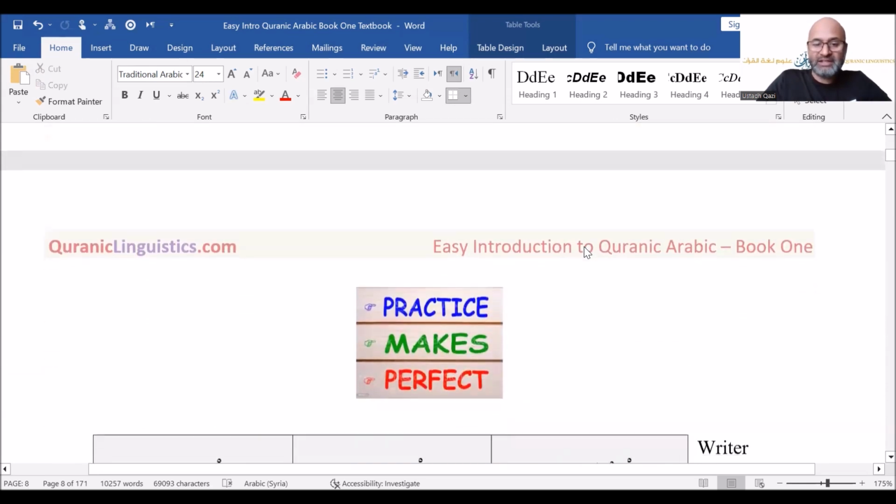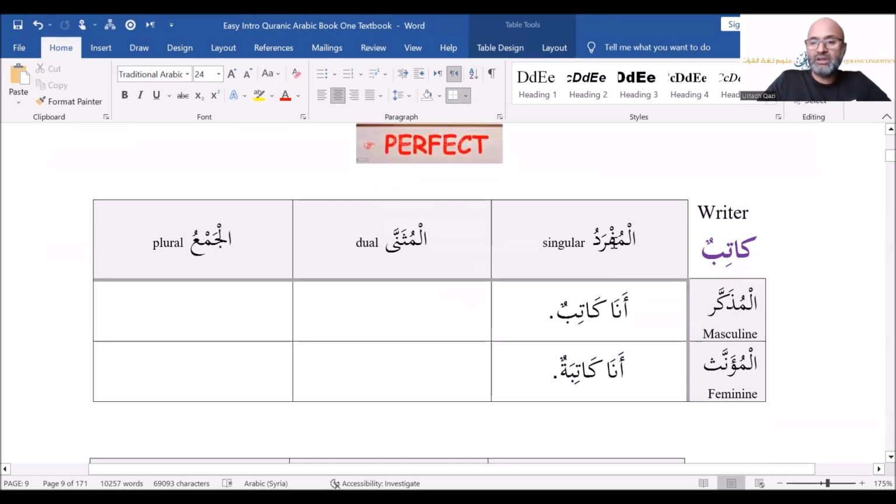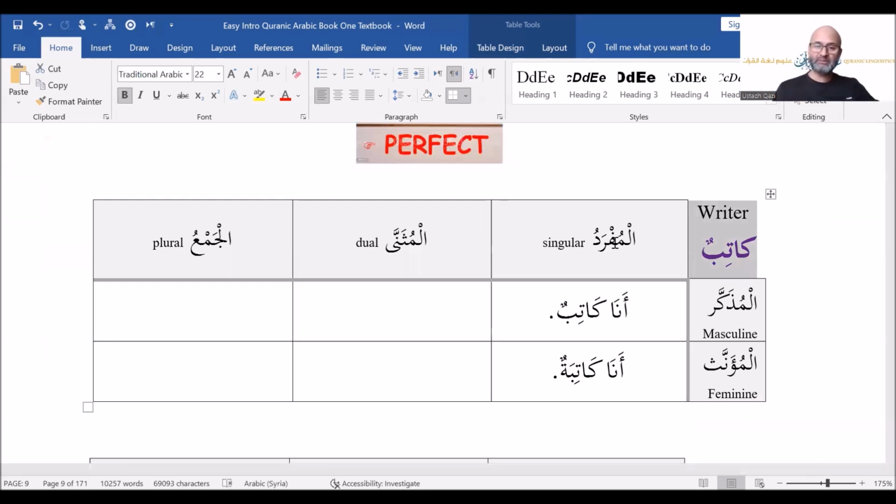Next, we have practice. You have some homework here where you will learn new words. For example, katib, you will take the skills that you learned in the previous lessons and apply them to new words such as katib. Katib means writer. So, ana katibun, I'm a writer, male. Ana katibatun, I'm a writer, feminine or female.